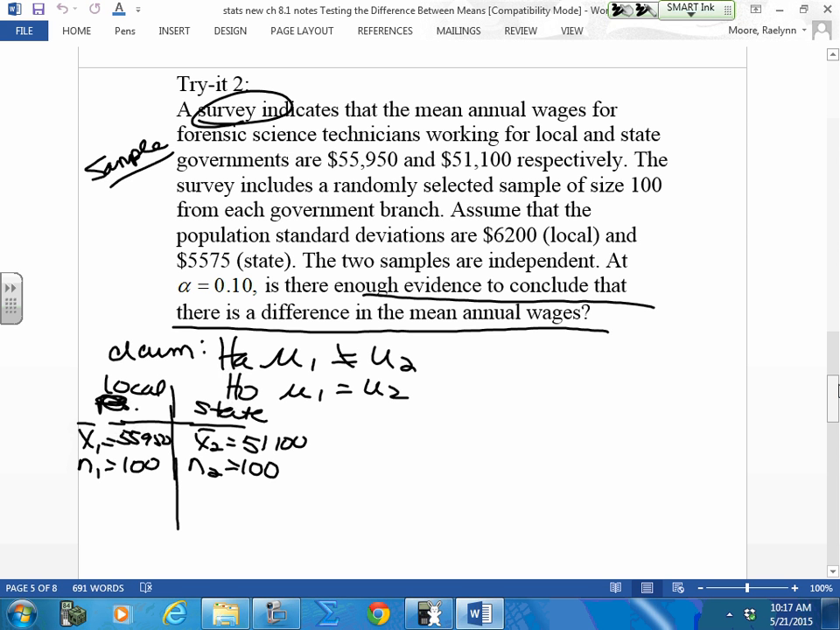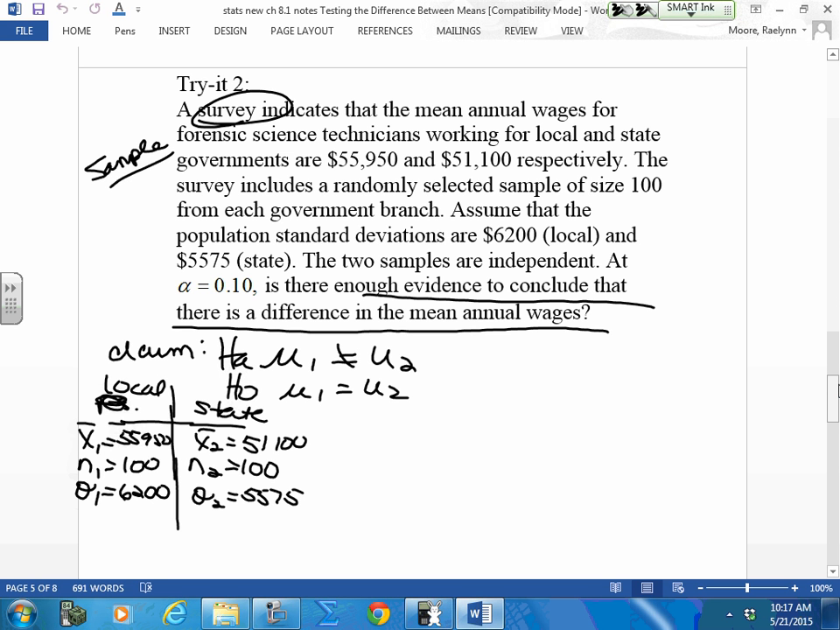They go on to give you, assume the population standard deviation for the first one is 6,200, and the population standard deviation for the second one is 5,575. That's where there's a difference here. It says the two samples are independent. At a level of significance of 0.10, is there enough evidence to conclude that there is a difference in the mean annual wages? Notice it also didn't say reject or support.